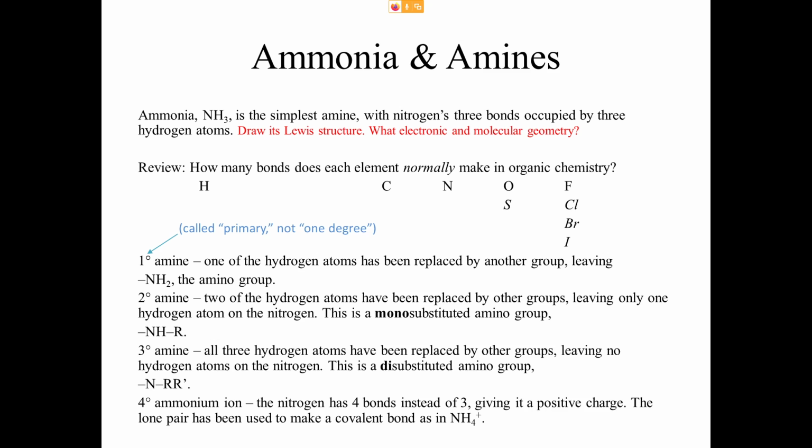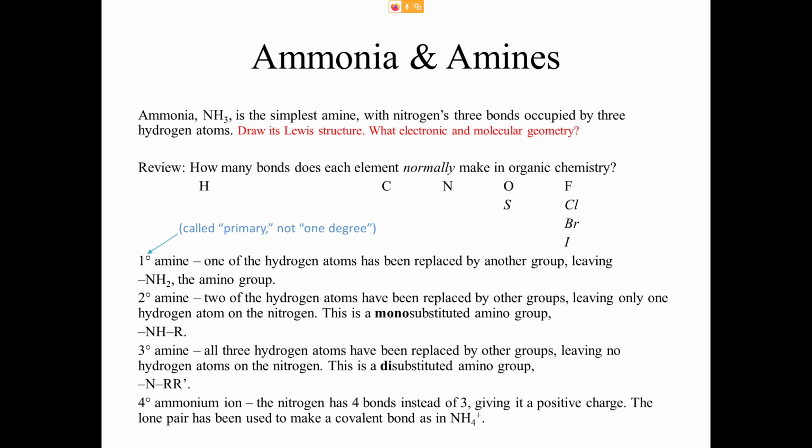What would its electronic and molecular geometries be? Electronic would be tetrahedral, but molecular would be trigonal pyramidal. Exactly. So electronically, there are 4 regions that contain electrons. There's the 3 bonds to the hydrogens, and then there's that lone pair. It's another grouping of electrons. So they occur in 4 different groupings, and those are going to be as far away from each other as possible, and that would be tetrahedral.